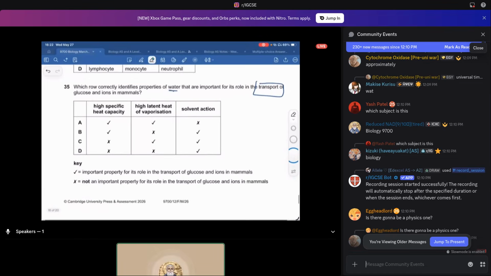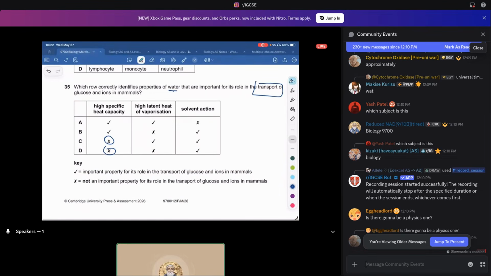Which draw identifies properties of water important for its role in transport? High specific heat capacity: it's true, water has that, but it's not important for transport. So this is X. Latent heat of vaporization: water has that, but it's not important for transport. Also another X. But it is important for the glucose and the ions to be able to dissolve in the water. Our answer is D.